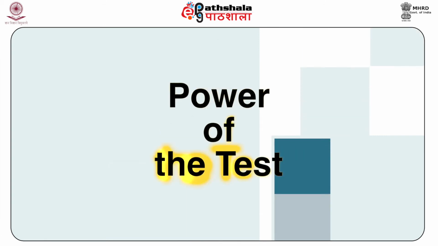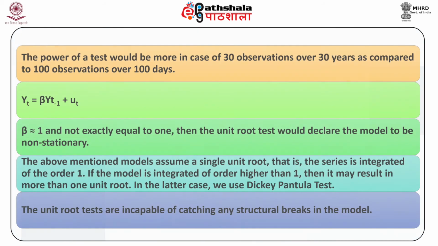Power of the test, 2.6.2. Now, it is an inherent characteristic of the Dickey-Fuller test that it has a low power and tends to accept the null hypothesis more frequently than warranted, thereby increasing the probability of committing type 2 error. The reasons can be attributed to the following. First, the power of a test depends more on the time span of the data as compared to the number of observations. For example, the power of a test would be more in case of 30 observations over 30 years as compared to 100 observations over 100 days.